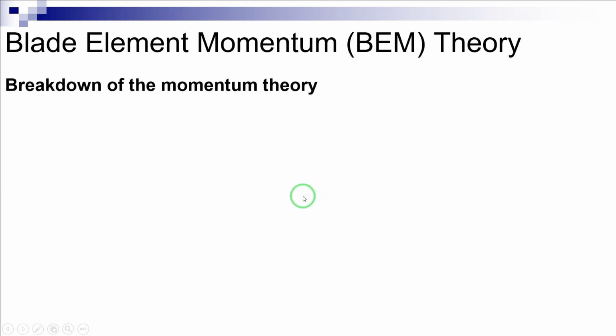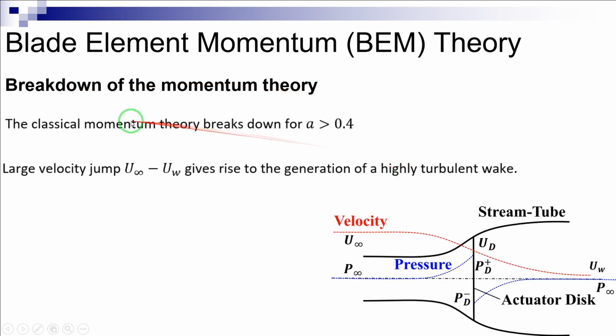Breakdown of the momentum theory. The classical momentum theory breaks down for A greater than 0.4. This happens when the turbines experience large tip speed ratios. The momentum theory shows that for A greater than 0.4, the fluid flow in the far wake region starts to move upstream, which violates a basic assumption of this theory.